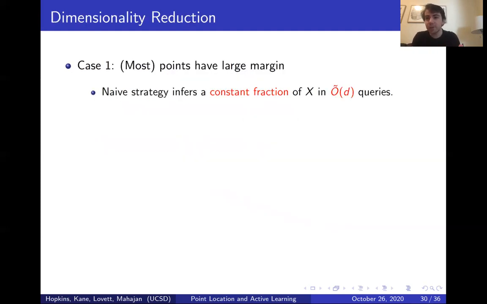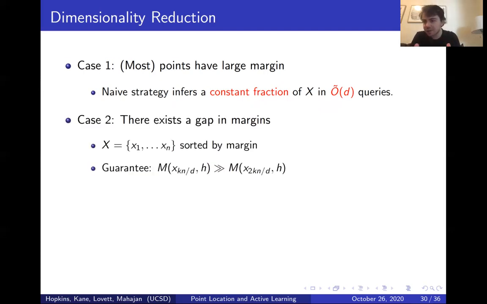Okay, so let's go over what we do in these two cases. In the first case, most of the points have large margin, and this is the easy case. If we just use the naive strategy that I told you about before, it actually infers a constant fraction of x in O of d queries, and we're okay spending O of d queries, remembering that we're coupling the number of points that we learn to the number of queries that we make. If we learn almost all of x, we're okay with making O of d queries.